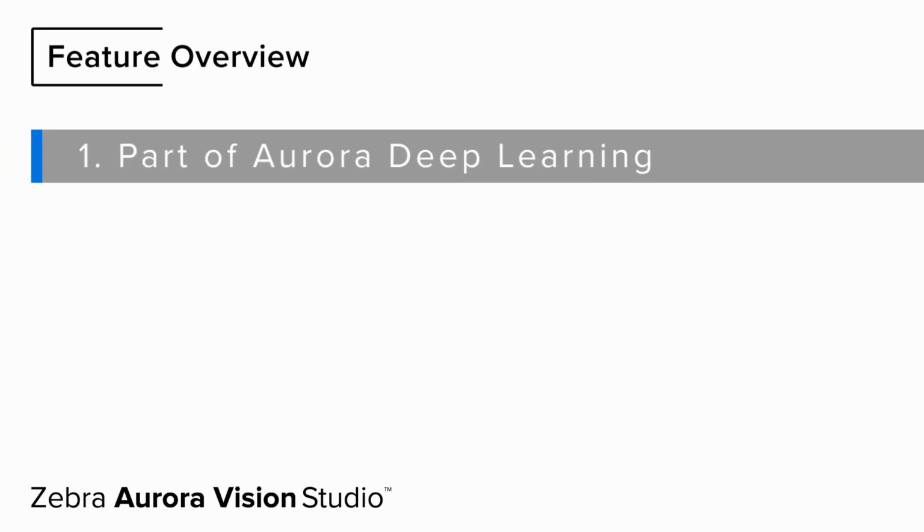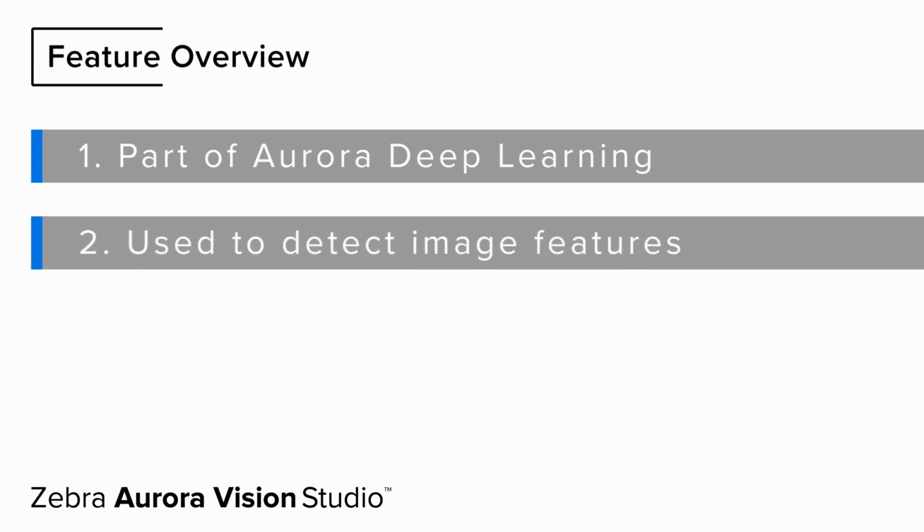The Detect Features, or DF in short, is one of the deep learning-based tools available in Zebra Aurora Deep Learning add-on. It is used to detect pixel-wise regions corresponding to defects, or, in a general sense, to any image features. This can be anything from cracks on solar panels to roads and rivers in a satellite image.